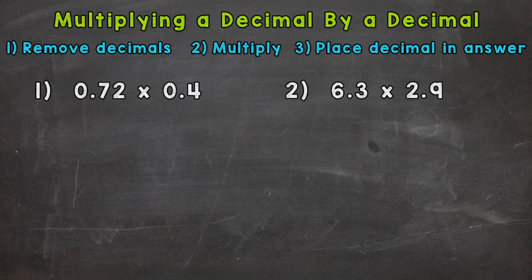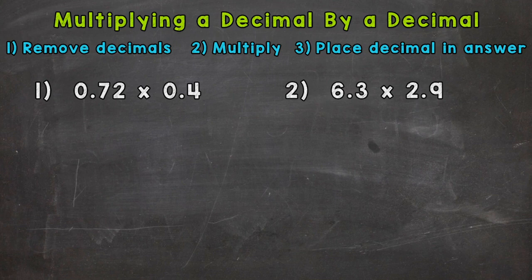In this video, I'm going to cover how to multiply a decimal by a decimal. So let's jump right into number 1, where we have 72 hundredths times 4 tenths. Now the 3 steps that we're going to take in order to solve these correctly are at the top of your screen. And step 1, we remove or forget about any decimals and we rewrite the problem.